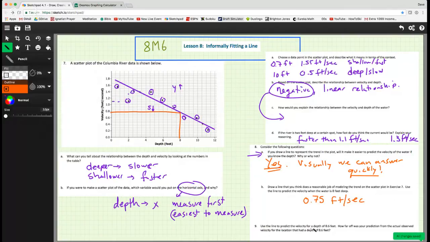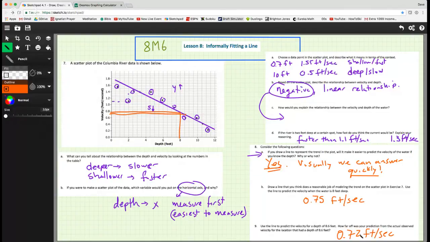Use the line to predict a velocity for a depth of 8.6 feet. So let's do 8.6, and that's right here, 8.6. And then we predict it would be here. That's 0.7. I'd say that's 0.72 feet per second.